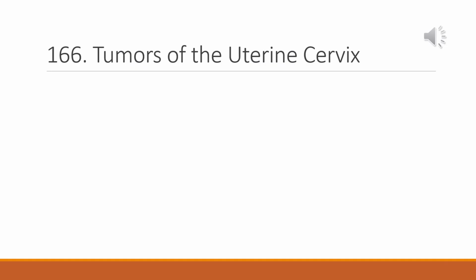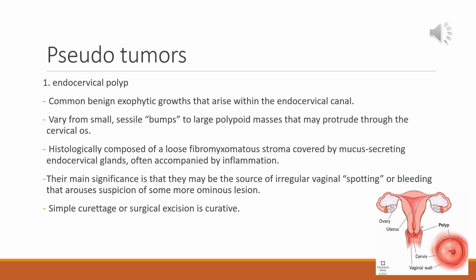Question 166. Tumors of the uterine cervix. Pseudotumors. 1. Endocervical polyp. Those are common benign exophytic growths that arise within the endocervical canal. They vary from small sessile bumps to large polypoid masses that may protrude through the cervical os. Histologically, they are composed of a loose fibromyxomatous stroma and are covered by mucus-secreting endocervical glands, often accompanied by inflammation.